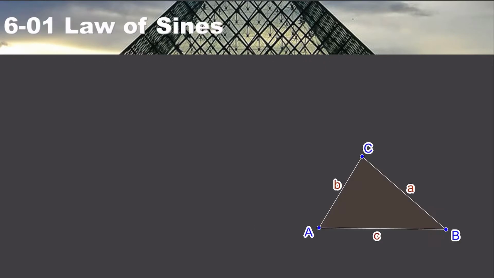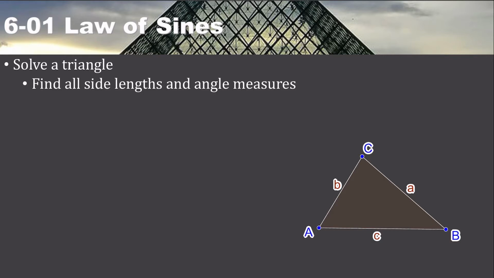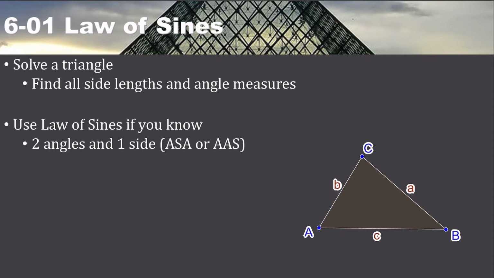Lesson 6.1, the law of sines. The law of sines allows you to solve a triangle, which means that you find all the side lengths and angle measures. You can use the law of sines to solve a triangle if you know two angles and one side, which would be ASA or AAS if you remember your geometry, or two sides and one opposite angle. That would be SSA if you remember geometry.